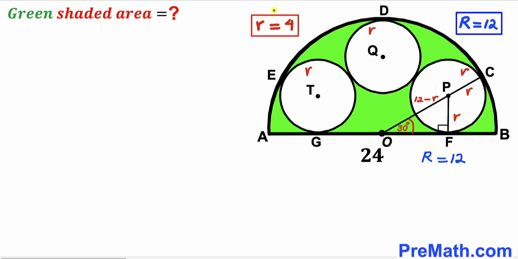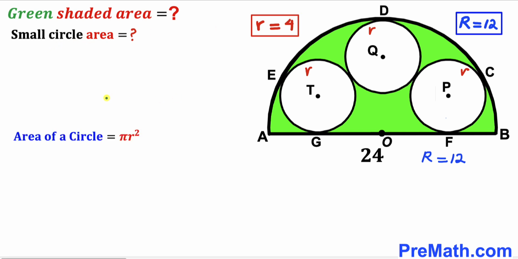Thus the radius of these small circles turns out to be 4 units, whereas the radius of this semicircle is 12. Now we are going to calculate the area of the small circle whose radius is 4. Let's recall the area of a circle formula: area equals pi r square, where lowercase r is the radius. So the small circle area is going to be pi times 4 whole square. Let's simplify. That gives us 16 times pi.